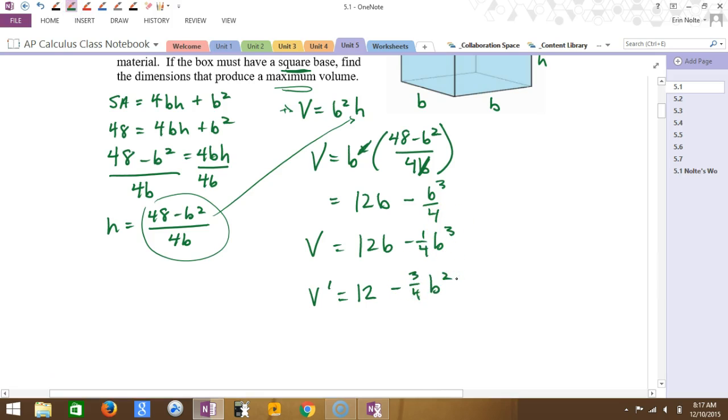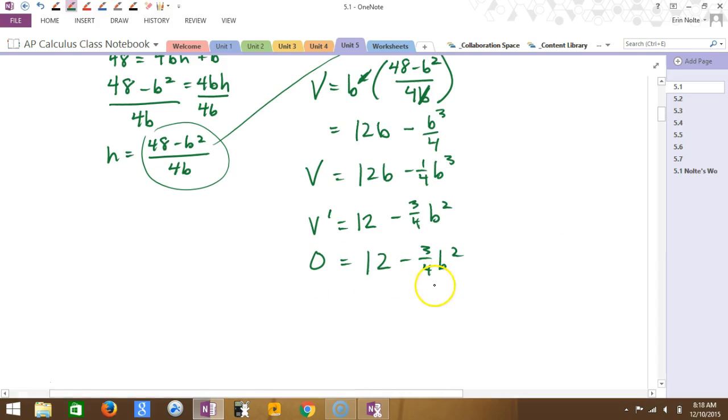There we go. Now to find the critical values, I'm going to set this equal to 0. So this is going to be 12 minus 3/4 b squared. To solve that, I'm just going to add this to the other side, so I have a positive b squared term.